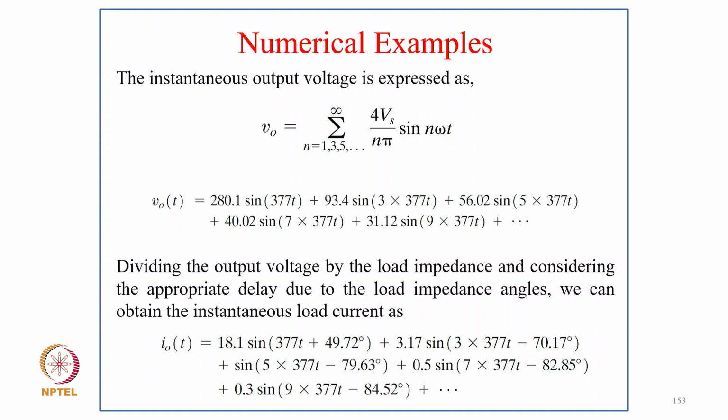So dividing the output voltage by load impedance and considering the appropriate delay due to load impedance angles, we can obtain the instantaneous load current. So that becomes i equal to 18.1 sin 377t plus 49.72, plus 3.17 sin 3 into 377t minus 70.17 degree, plus sin 5 into 377t minus 70.5 degree, and 0.5 sin 7 into 377t minus 82.85 degree, plus 1.3 sin 9 into 377t minus 84.52 degree, and so on.